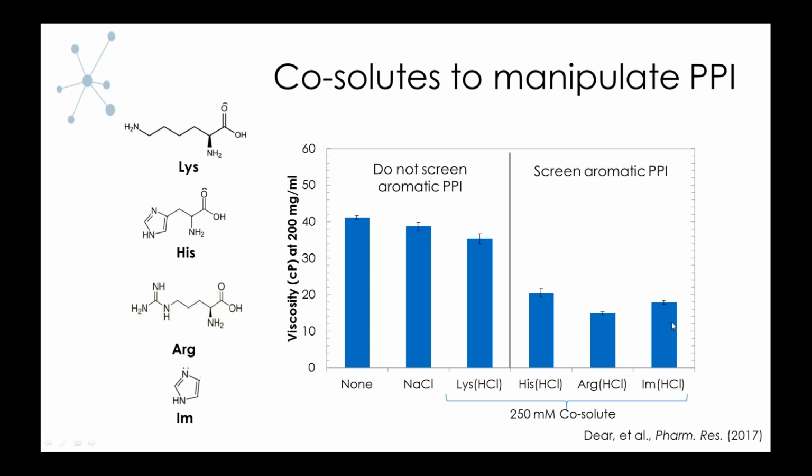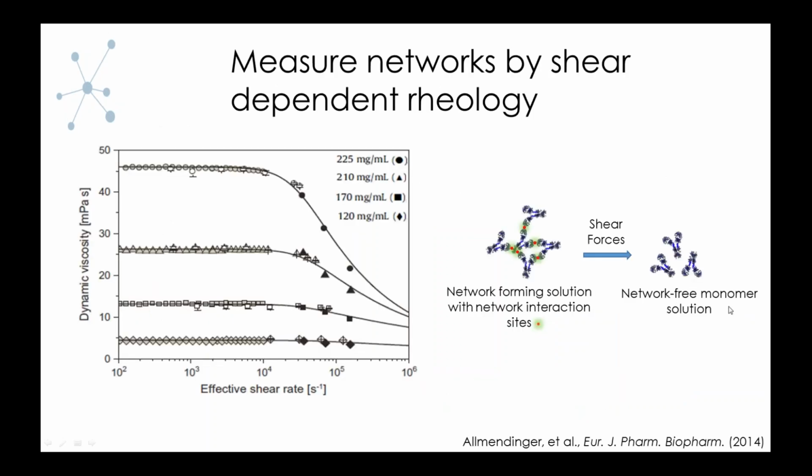However, when you look at these cosolutes that screen the aromatics as well as the electrostatics, now you see this large viscosity reduction for all three of these cosolutes. So that indicates to us that this screening of hydrophobics is very important for MAB1 in particular.